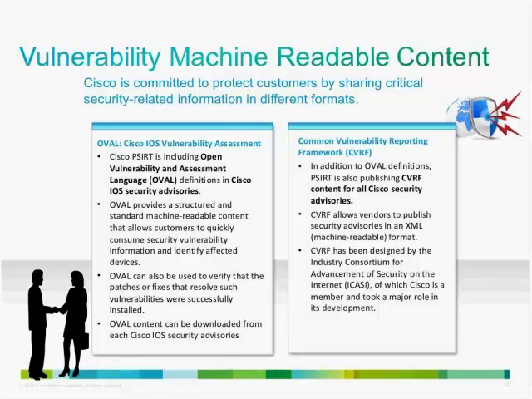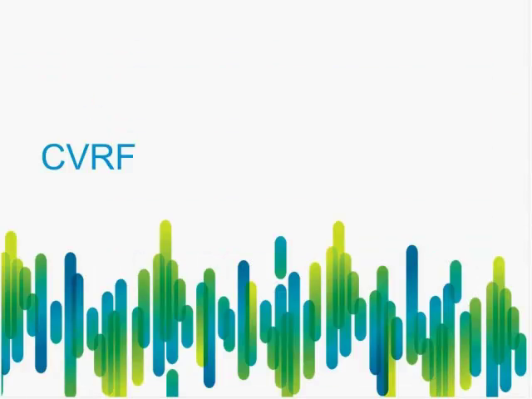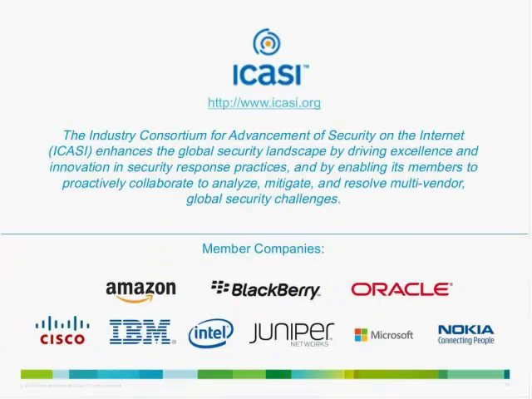That's a standard that supports a machine-readable format. It supports vendors in publishing security advisories in an XML format. That standard was designed by an organization called ICASI, the Industry Consortium for Advancement of Security on the Internet. Cisco is a member and took a major role in its development. As a matter of fact, I will explain what ICASI is in the next slide.